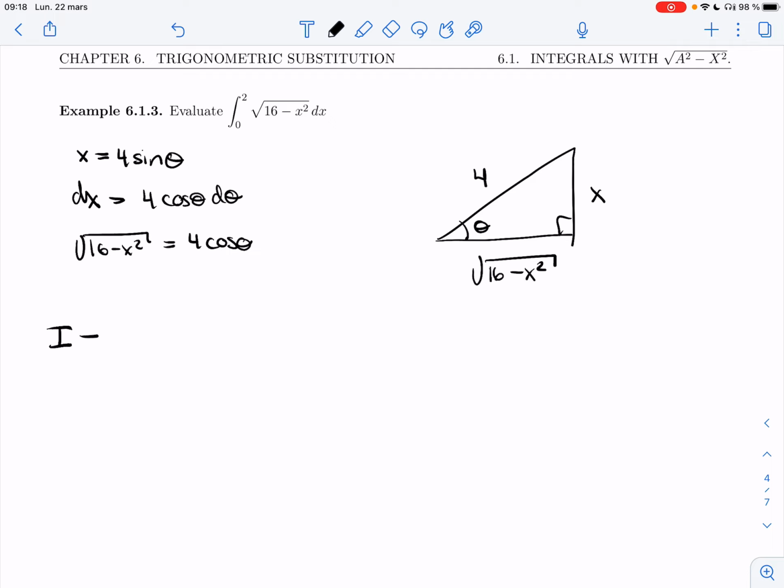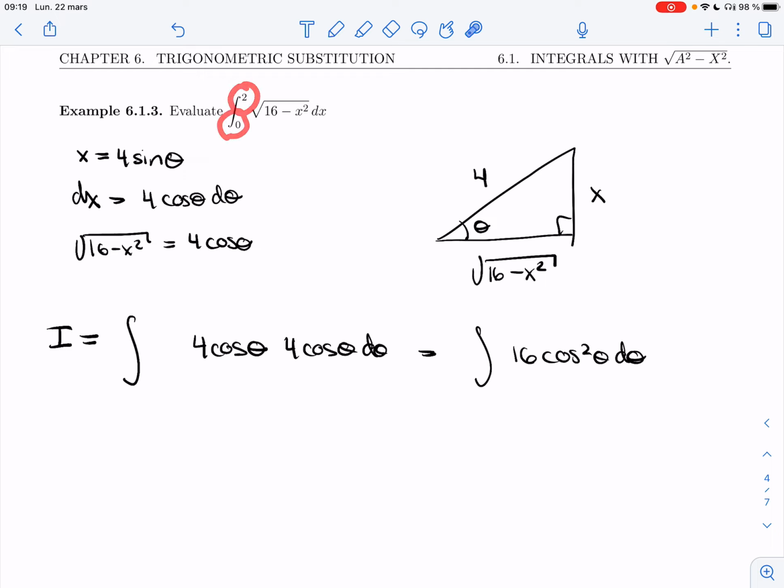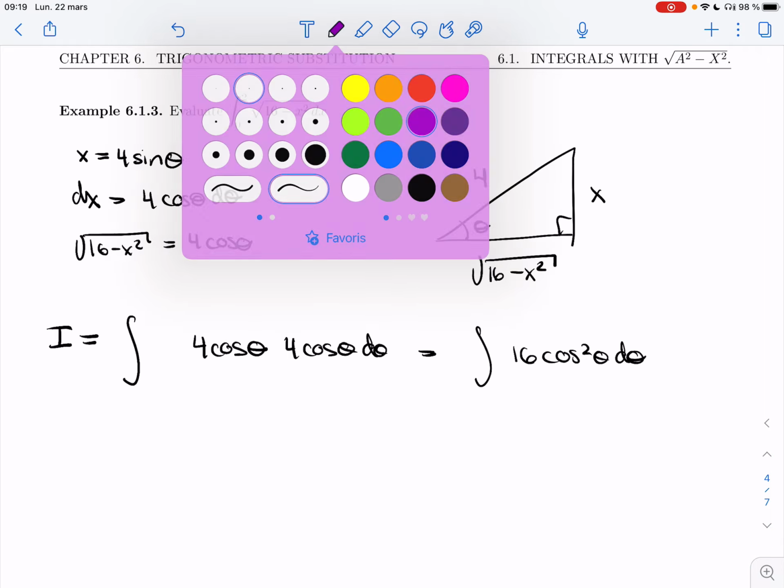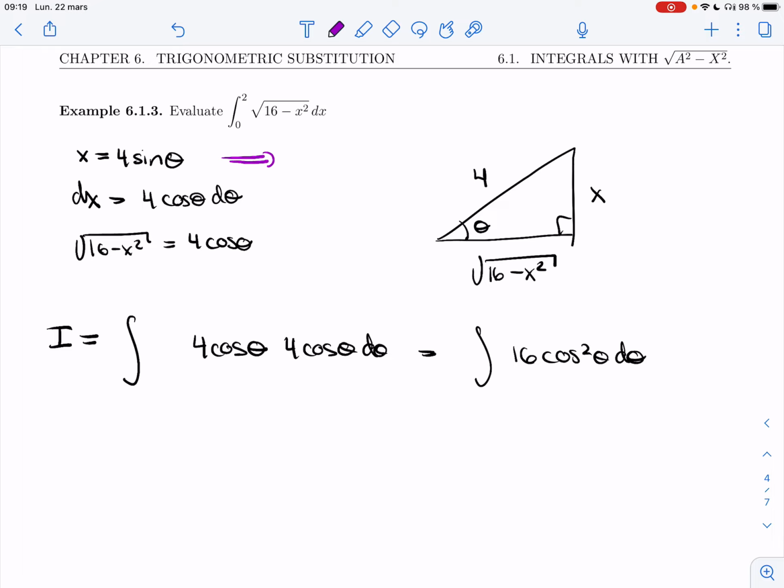And now I'm ready to rewrite the square root. So square root is 4 cos theta. The dx is 4 cos theta d theta. And so I need to integrate 16 cosine squared theta d theta. All right, so far nothing's different. It's just that I started with bounds and now I need to keep the bounds alive. So at this point, I have 0 and 2. I need to plug them into something. They're values of x. So my old variable is x. My new variable is theta.